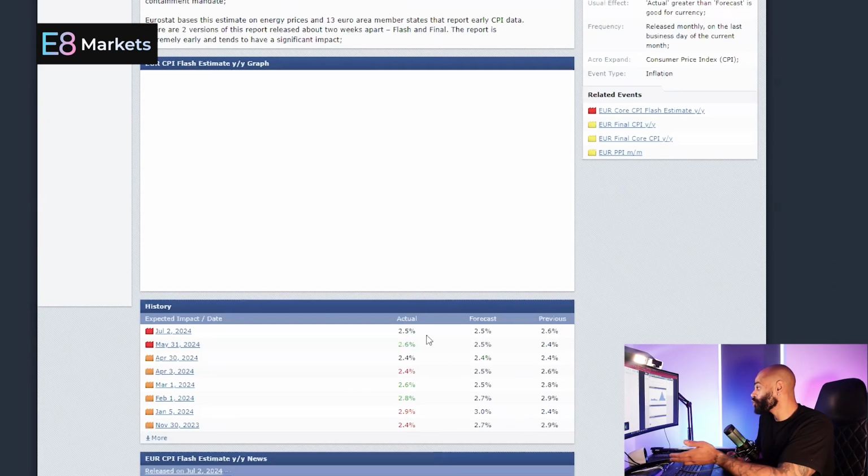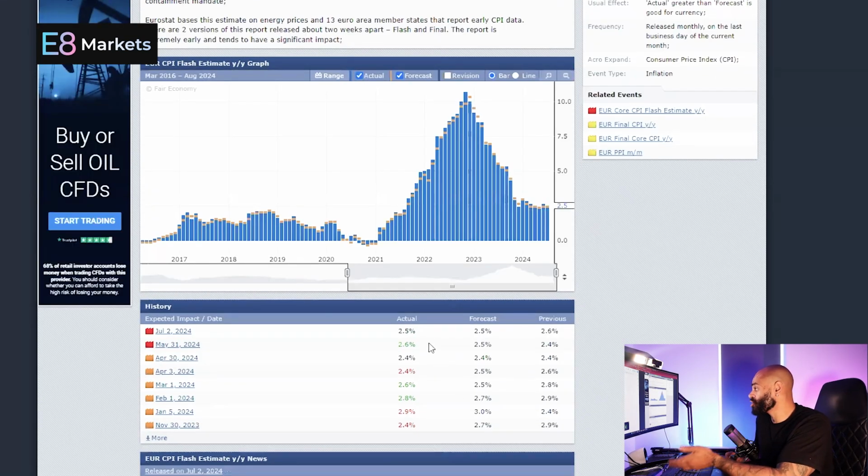Last read, as you can see, 2.5%. The read before that was higher at 2.6%. It's still sticky. We're not seeing a smooth road towards the ECB's target, which is down at around the 2% mark. So they're likely to still sit on their hands until inflation comes down further. Because remember, we need to keep rates higher for longer in order for inflation to come down.